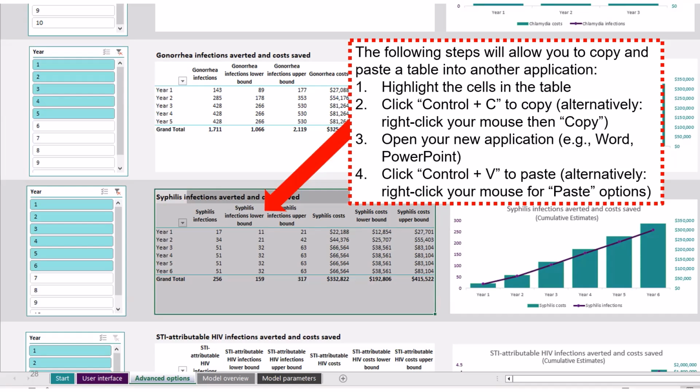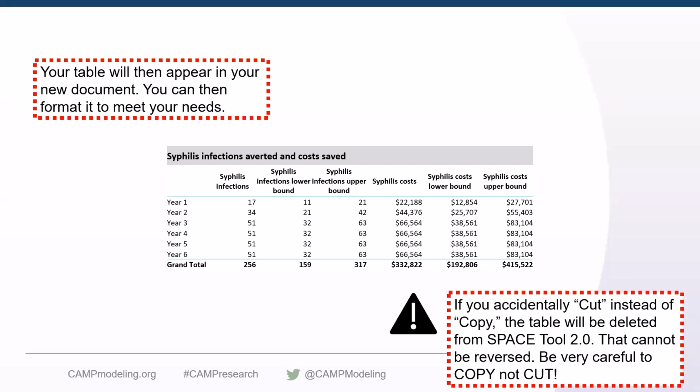Open your new application. Here, we will put your table into a PowerPoint presentation. You can paste the information in a couple ways. An easy keyboard shortcut is to click Control and V. Alternatively, you can right-click your mouse, which will pull up a menu of options to paste the table into your new file. Most likely, this table will not be in the format that you want. You can then customize things like the labels, colors, grid lines, and anything else to make the table meet your design specifications.